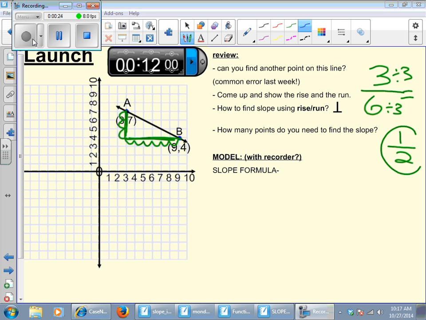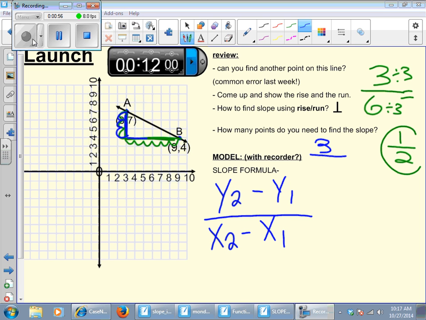So, here's the formula. Jot this down. Slope formula: Y2 minus Y1 over X2 minus X1. Jot that down. Y2 minus Y1 over X2 minus X1, because it has to be a fraction, just like rise over run is a fraction. So when we found this slope doing rise over run, it was 3 over 6, because the rise was 1, 2, 3. So we found 3 over the run, which was 1, 2, 3, 4, 5, 6.